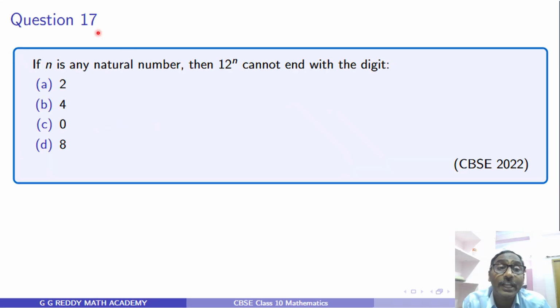Question number 17. If n is any natural number, then 12 power n cannot end with the digit, and the options are given. Which option is correct? Check it. You have to find the prime factorization of 12 power n. If you get 2 and 5, then only it will end with the digit 0. Otherwise, it cannot end with the digit 0. Check it.